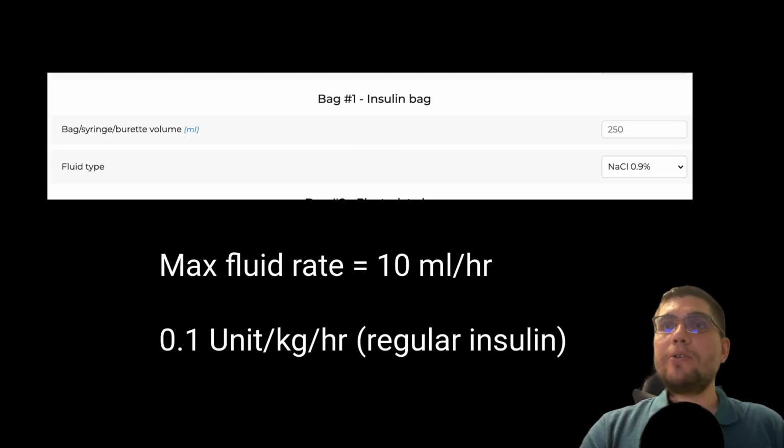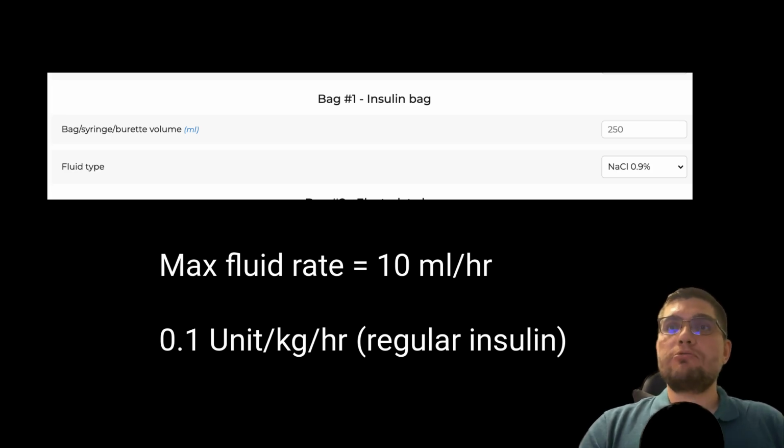So first, we're going to set up the insulin bag. Here, we choose the volume of the bag, syringe or burette, depending on your preference. In my case, I will mix insulin in the 250 ml bag of normal saline, and I will choose the type of fluid here.